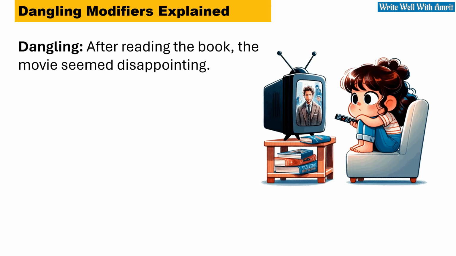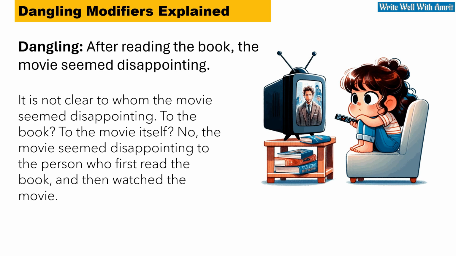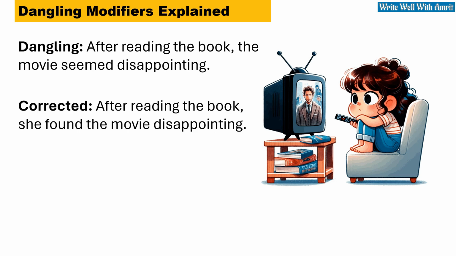Dangling. After reading the book, the movie seemed disappointing. It is not clear to whom the movie seemed disappointing. To the book? To the movie itself? No, the movie seemed disappointing to the person who first read the book and then watched the movie. Corrected. After reading the book, she found the movie disappointing.